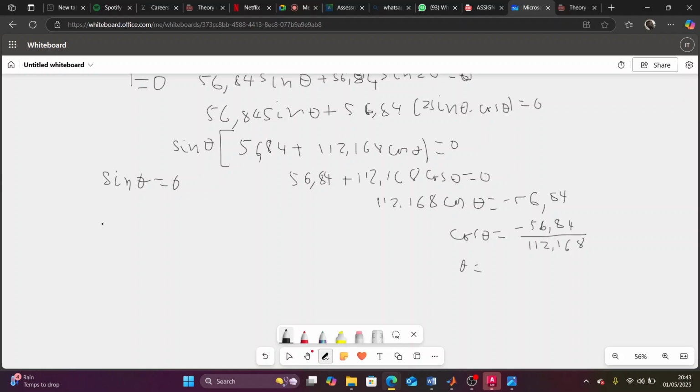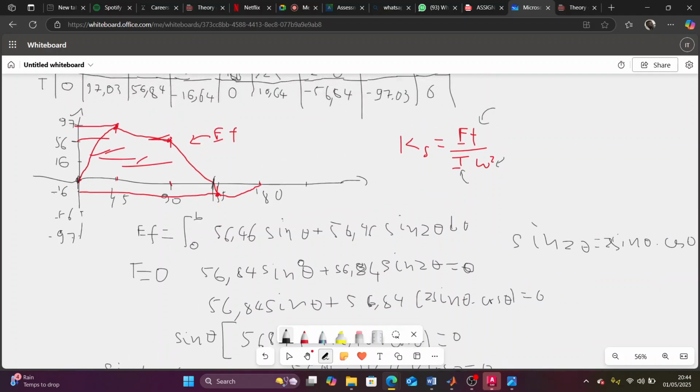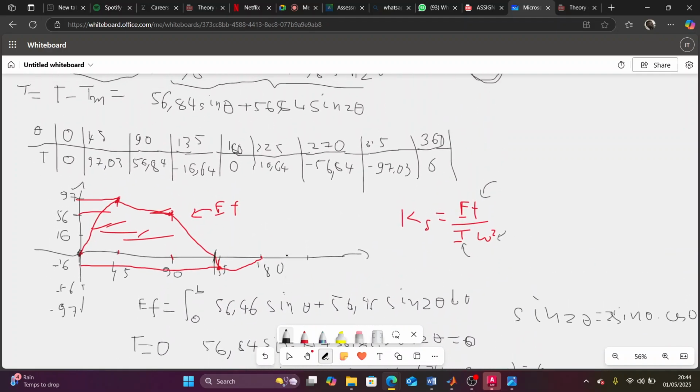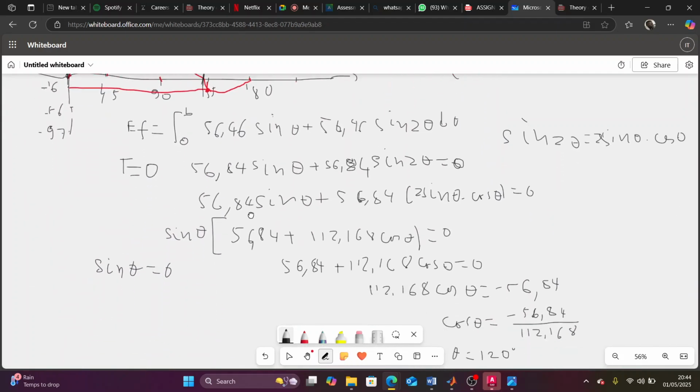Okay. Are you with me? We are getting theta here, 120. Is it 120 here? No, it's not 120. It is 120,45.